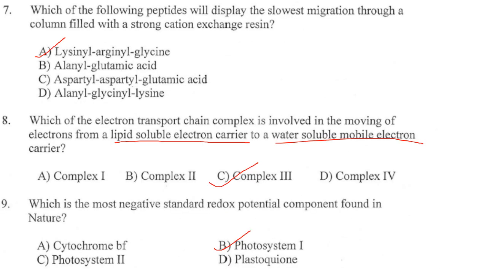Then next one. Which of the following peptides will display the slowest migration through a column filled with strong cation exchange resin? Now cation exchange columns have negatively charged groups bound to the resin. So peptides which have the highest proportion of positively charged side chains will migrate slowest through the cation exchange resin, and this is a strong cation exchange resin, so naturally the one with the larger number of positively charged amino acids. So if you see option A, lysinyl arginine, they both are positively charged amino acids, whereas glutamic acid in option B, aspartic acid in option C are negatively charged. So the alanine, glycine, all these are uncharged also. So maximum number of positively charged amino acids occur in option A, lysine and arginine. So the answer here is option A.